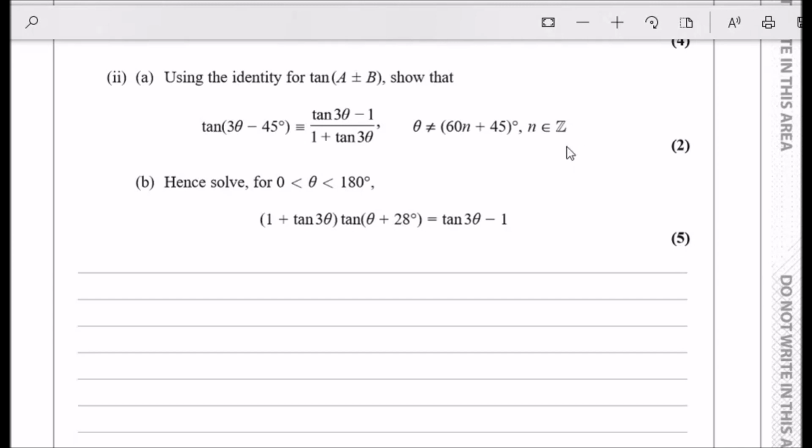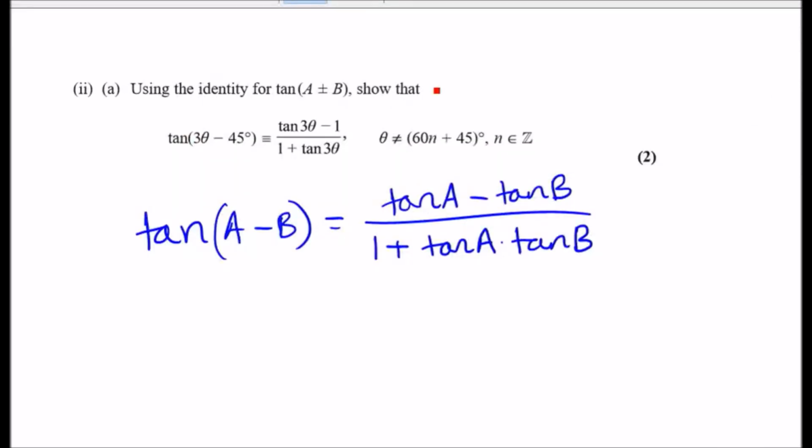Okay, so we just first need to know what the expression for tan A plus minus B looks like. So I've done it over here. And well, this is actually tan A minus B. For the plus version, it's just the inverted sign. So it'll be plus here and minus here if we chose tan A plus B.